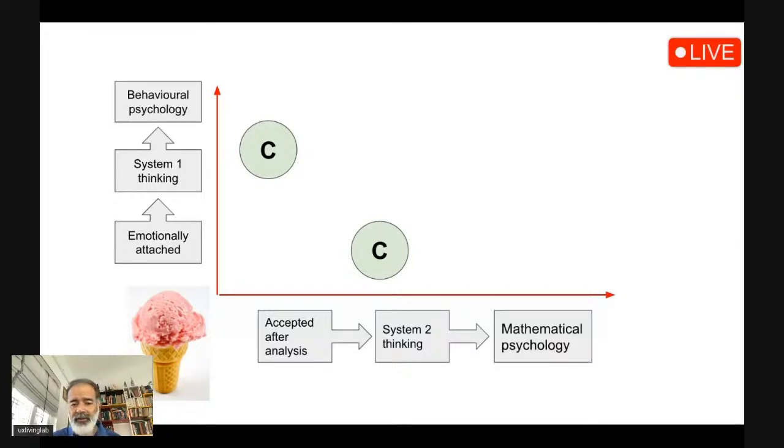How do we analyze these two processes? We can consider them as two processes: system one thinking and system two thinking. System one thinking is based on behavioral psychology, and system two thinking is based on mathematical psychology. These are two different methods of psychology we can use to analyze these two thinking processes. System one thinking depends on behavior, and system two thinking mainly depends on analysis. So we have to use models from behavioral psychology and mathematical psychology for analyzing these contexts.